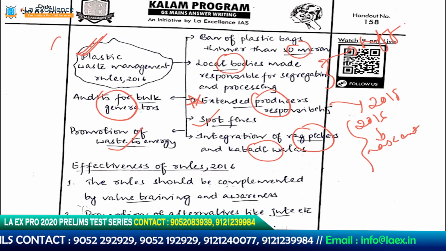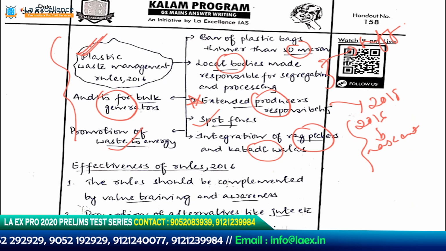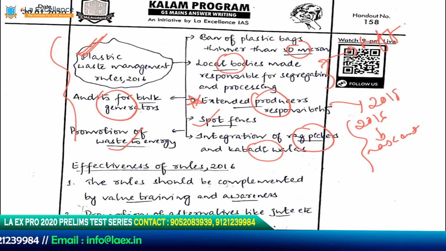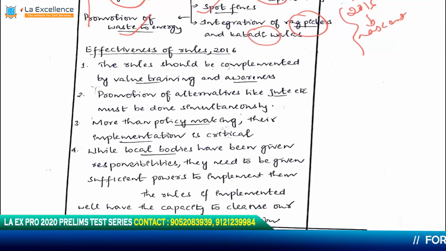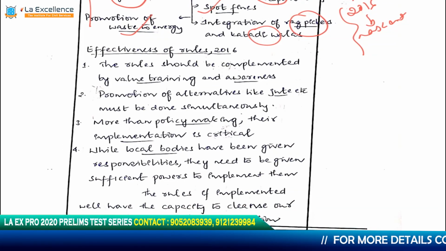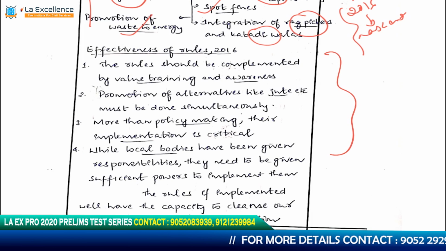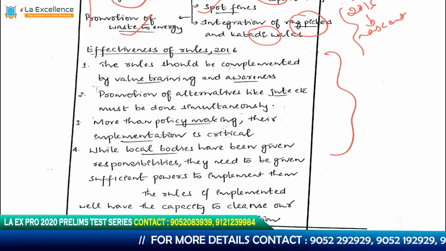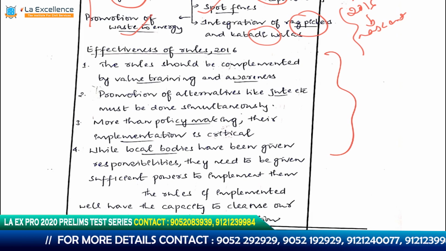So he basically has given a lot of points under plastic waste management rules, and he has given me specific points instead of beating around the bush. So this is basically impressive. Let's see what he does. He's talking about effectiveness of the rules 2016. So here is the trick that I want you to remember. We have already written two subheadings. Now we are supposed to write about the effectiveness of the rules.